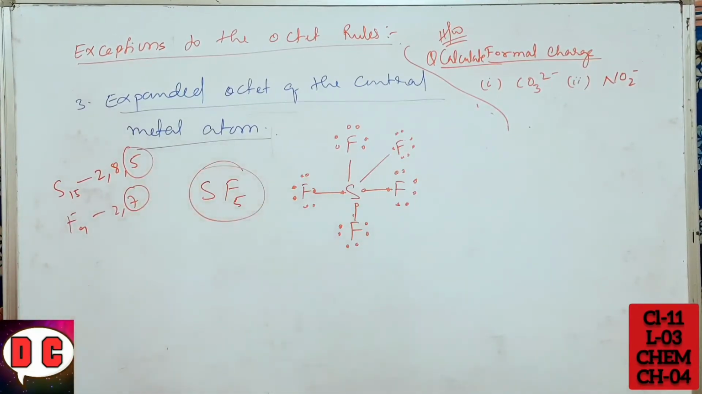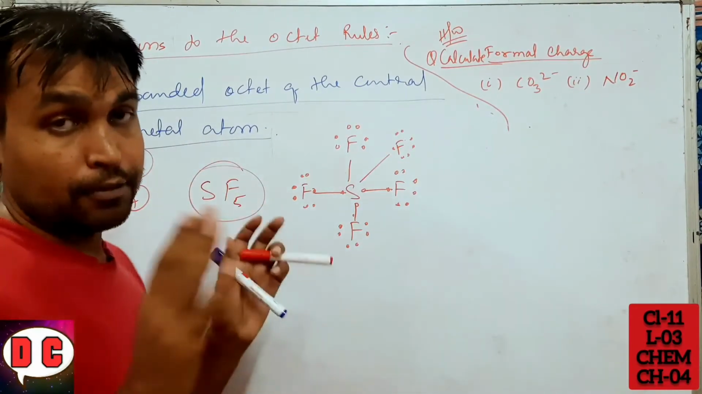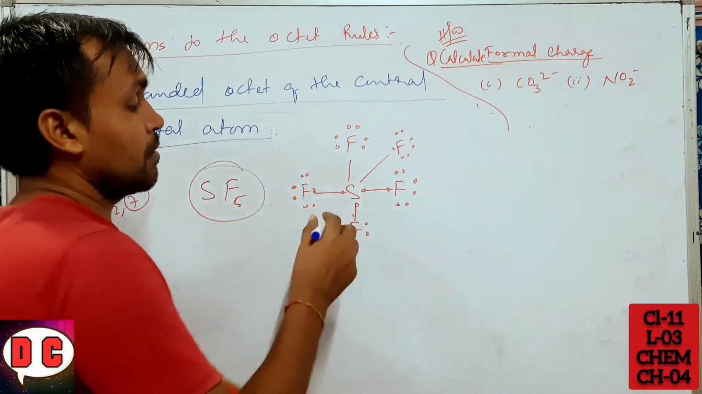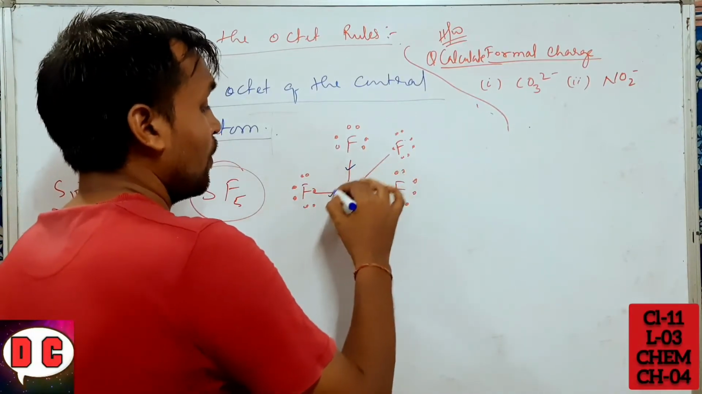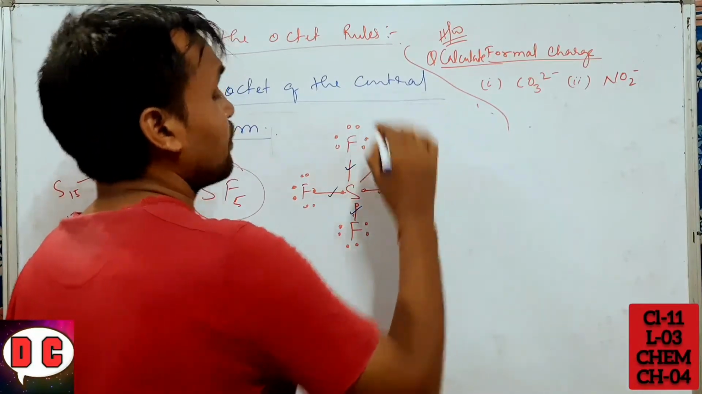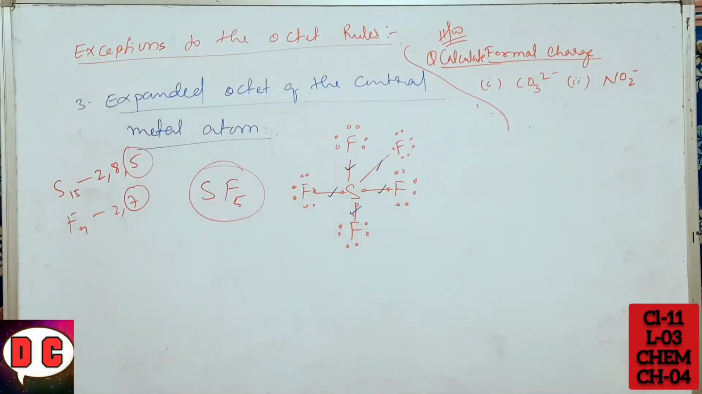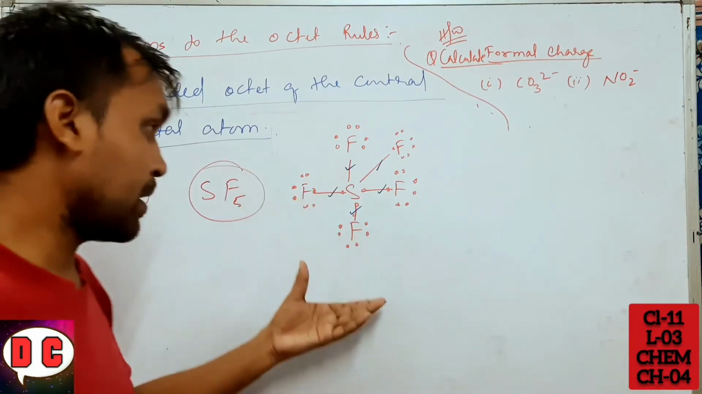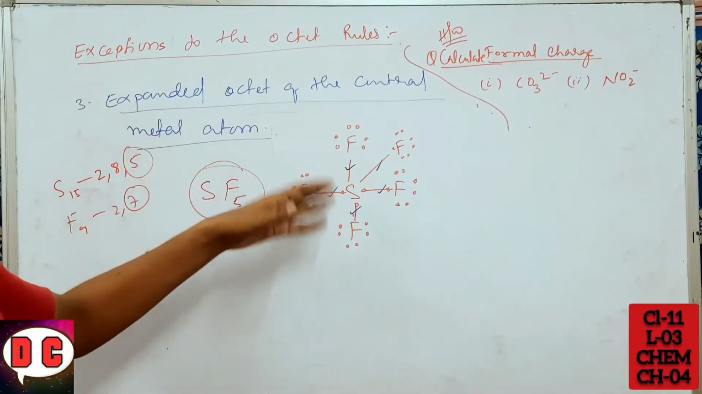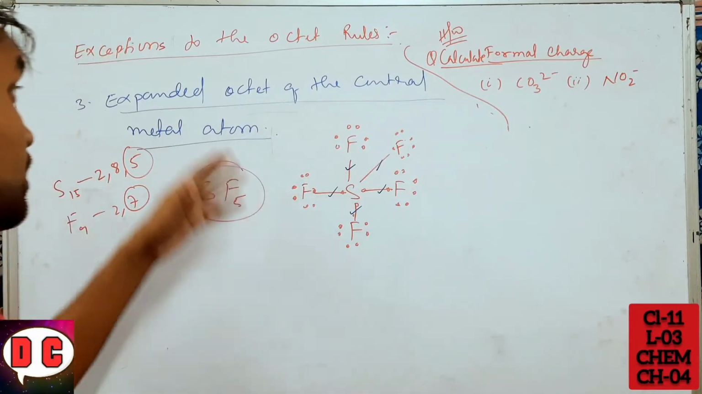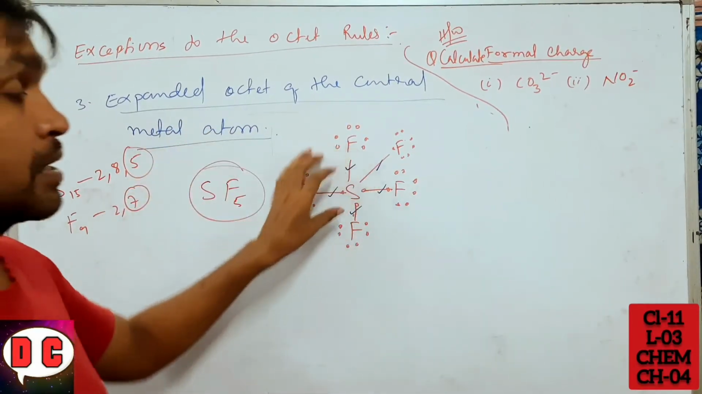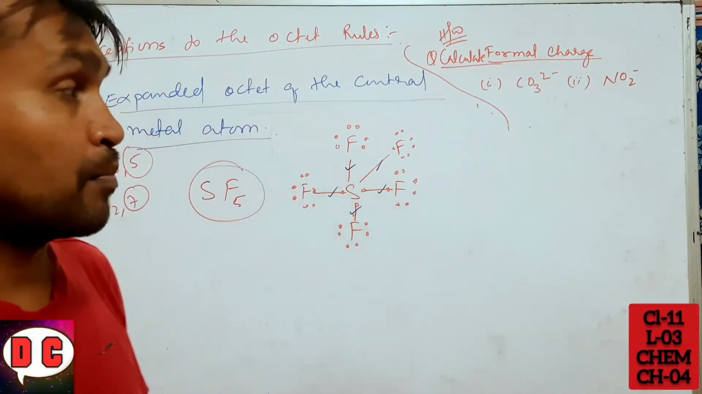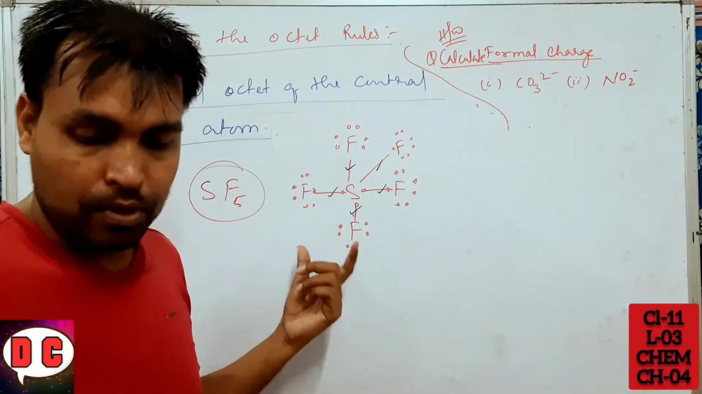In case of SF5, according to the octet rule the central atom should have how many electrons? 8 electrons. But now look at how many electrons the central atom has: 2, 4, 6, 8, 10. So here also the Lewis dot structure could not explain. Here also the Lewis dot structure fails, because the central atom has an expanded octet. Here the central atom has more electrons than prescribed by the octet rule. So here also the octet rule has failed.